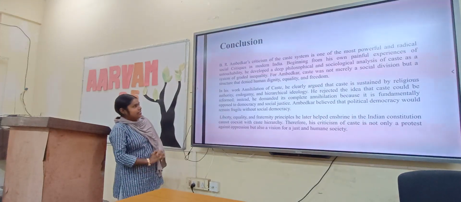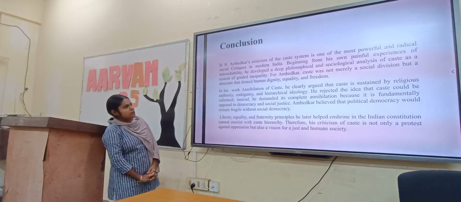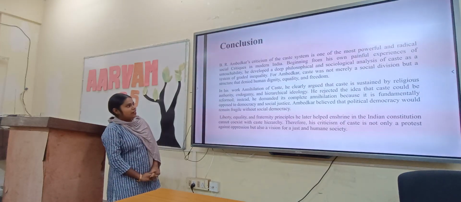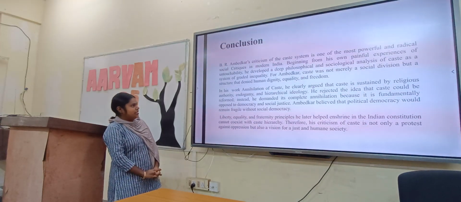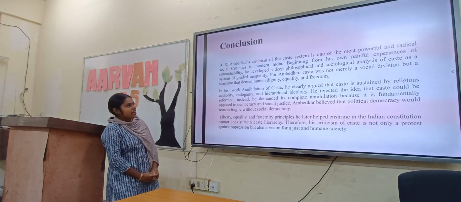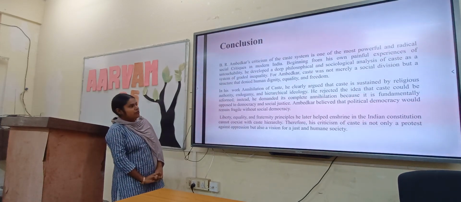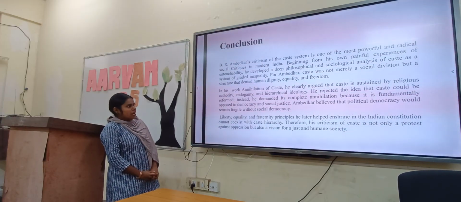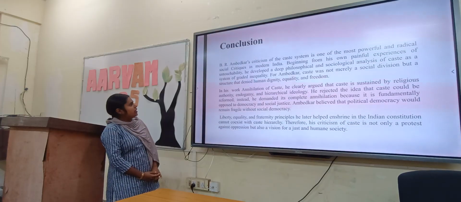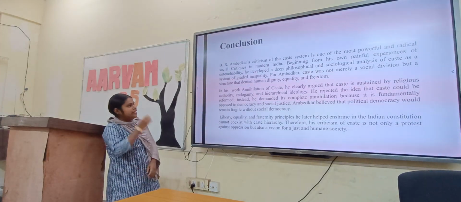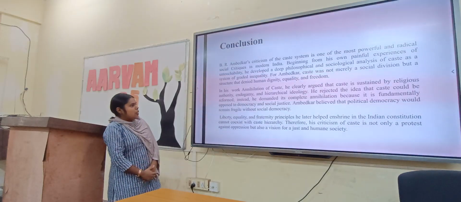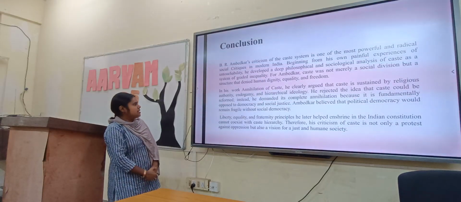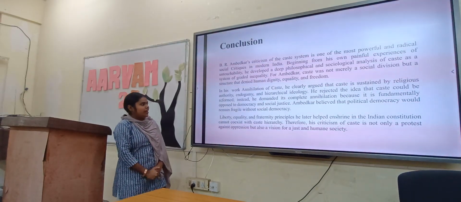Ambedkar's criticism of the caste system is one of the most powerful and radical social critiques in modern India, beginning from his own painful experience of untouchability. He developed a deep philosophical and sociological analysis of caste as a system of graded inequality. For Ambedkar, caste was not merely a social division but a structure that denied human dignity, equality, and freedom. In his work Annihilation of Caste, he clearly argued that caste is sustained by religious authority, endogamy, and hierarchical ideology.